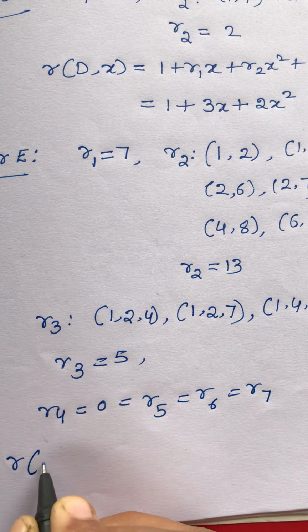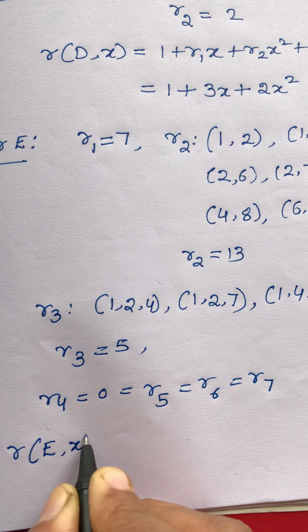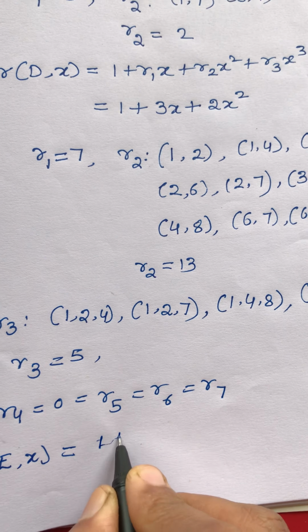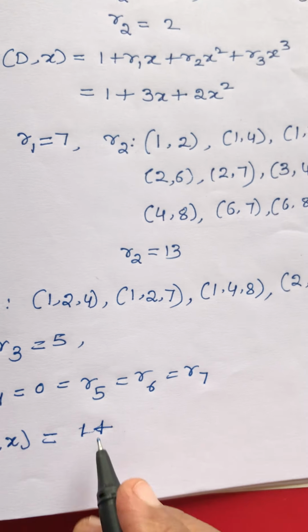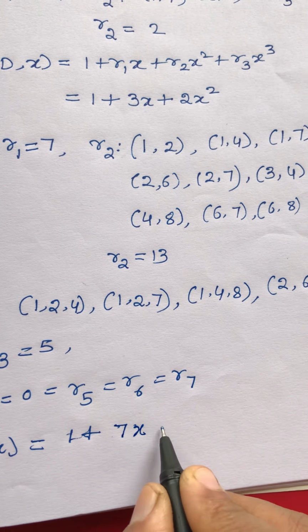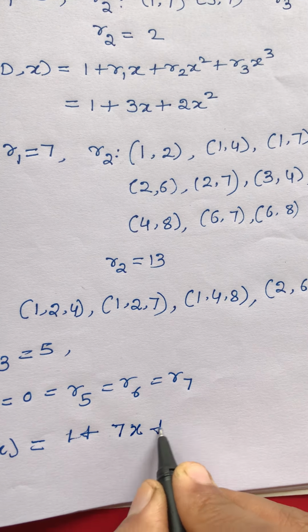Now the root polynomial of the board E, R of E comma x, is equal to 1 plus R1x, where R1 is 7, plus R2, which is 13, 13x square, plus R3, which is 5, 5x cube. Then R4, R5, R6, R7 are all 0. So this is R of E comma x.